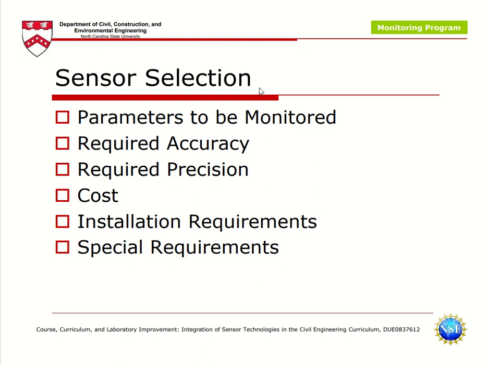in detail the selection of the sensors and the different parameters which affect it. We have already seen the basic six parameters which affect the sensor selection in previous videos. So this video is going to be the continuation of that video.